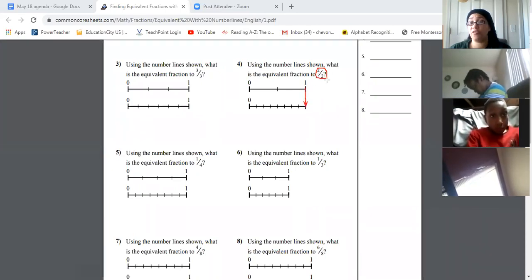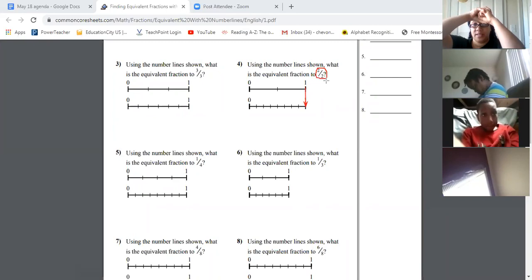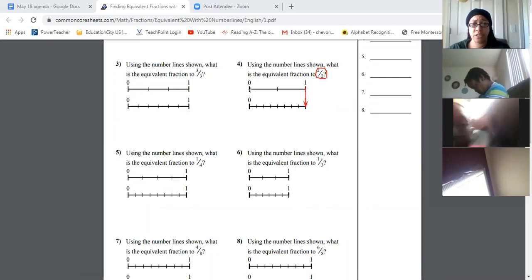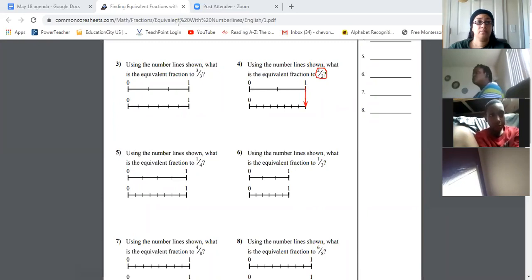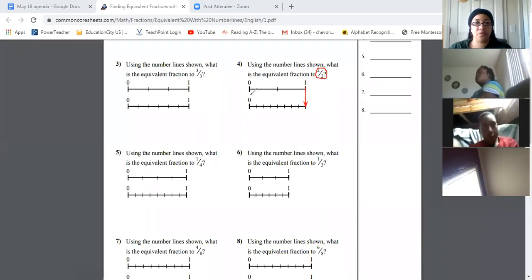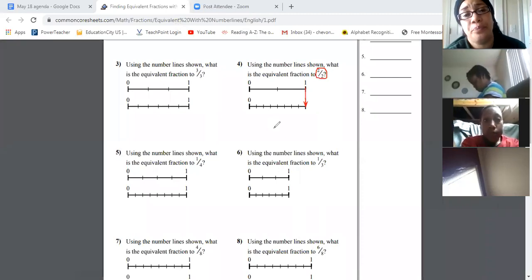So this is 2 over 2, which is a whole, right? I have 2 pieces out of 2 pieces, which means it's the whole thing. So I had 0 over 2, 1 over 2, 2 over 2. Now let's go down and count these tick marks so that we can have our denominator. Type my denominator in the chat when you know it.